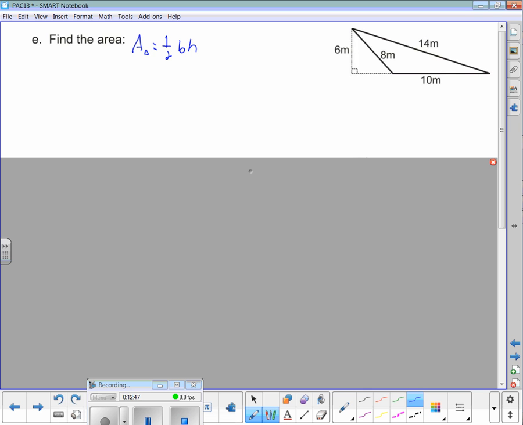We have an oblique triangle, an obtuse triangle. It's got an obtuse angle, right? Remember that from last chapter? So you got a big hint. Area equals 1/2 base times height.